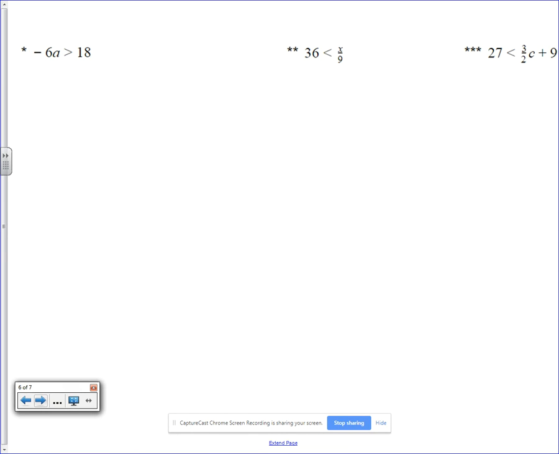All right, so there are 3 starred problems. You are going to solve those on your own. Okay, all 3 of those. Isolate those variables. Make sure the variable comes first. Okay, and then put them on a number line, please.